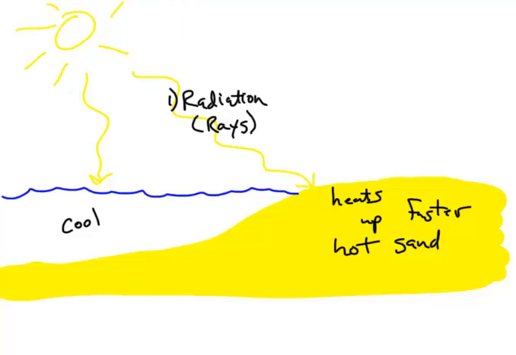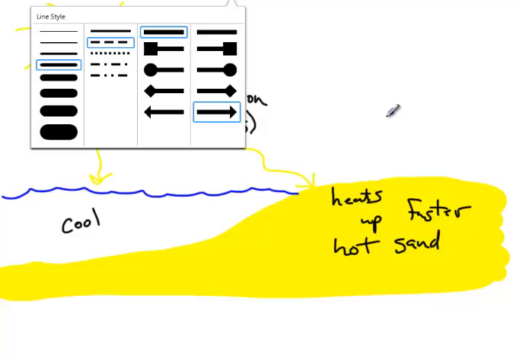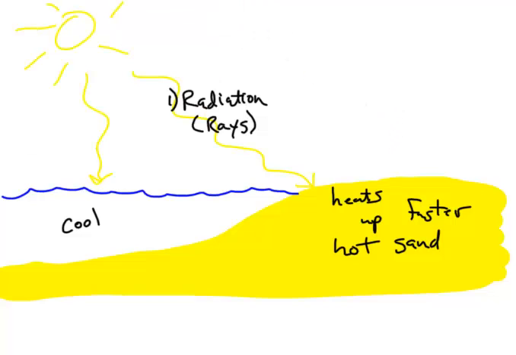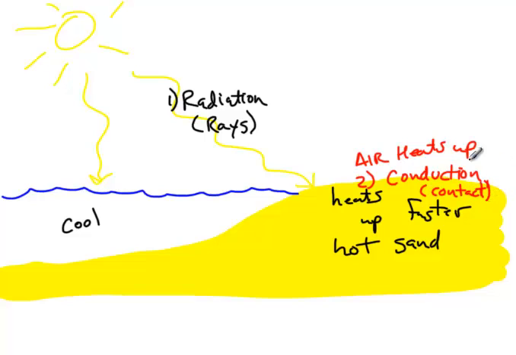Okay, since the sand is getting hot, what's going to happen to the air that is over the sand? Well, the air that is over the sand is going to start to heat up as well. This air heats up because it is in contact with the sand. This is the second form of energy transfer, which is conduction. The key word that goes with conduction is contact. This happens because the particles are bumping into one another. The particles of sand are bumping into the air particles, transferring their energy.